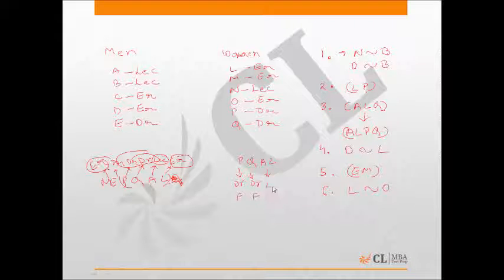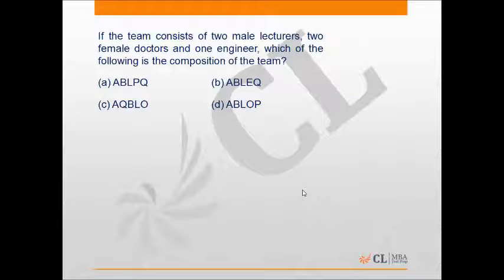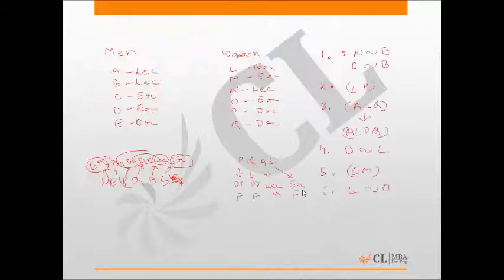A is a lecturer and is a male, and L is a engineer and is a female. Now, I wanted 2 male lecturers, 2 female doctors and an engineer. I have got 2 female doctors with me. I have got an engineer. I have got 1 male lecturer. That means I need 1 more male lecturer.